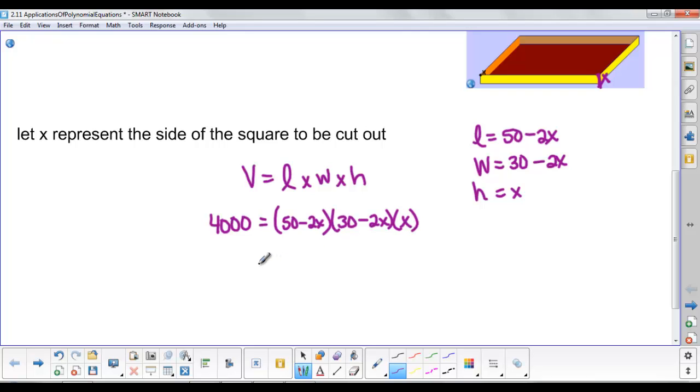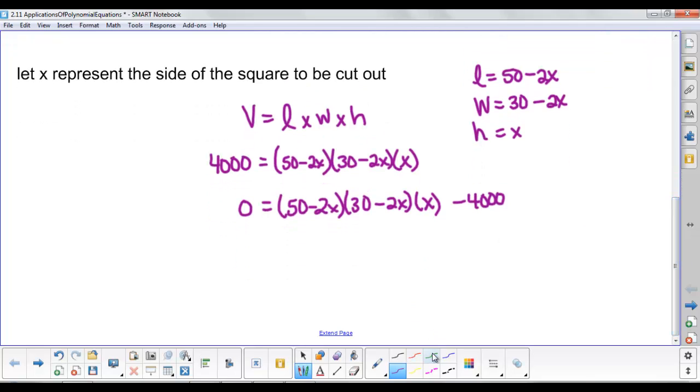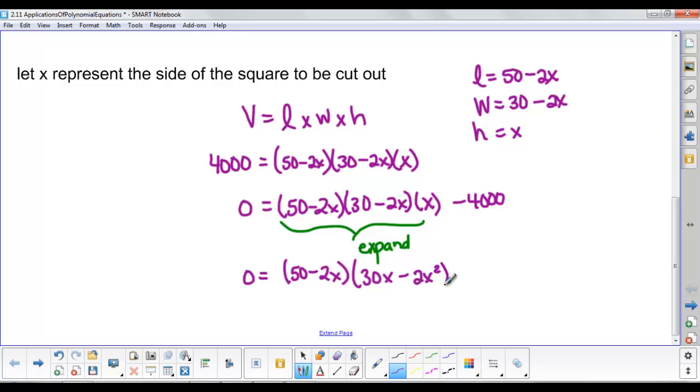Now, just like with every other question where we were trying to solve for the variable, you want to make sure that one side equals 0. So we're going to go ahead and move this. And what we'll need to do now is expand, and then later on try and refactor once we've collected all like terms. So what I'll do is expand the last 2 brackets, so I'll leave the 50 minus 2x alone, and I'm left with 30x minus 2x squared. And then we'll expand these 2 brackets and then minus 4,000.